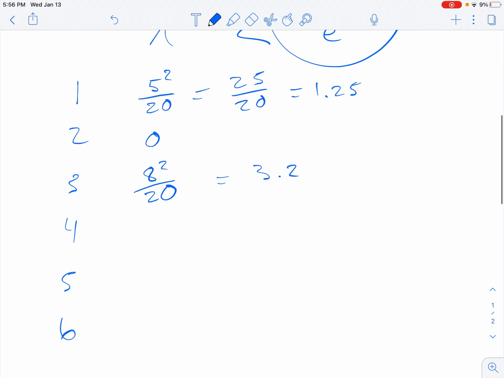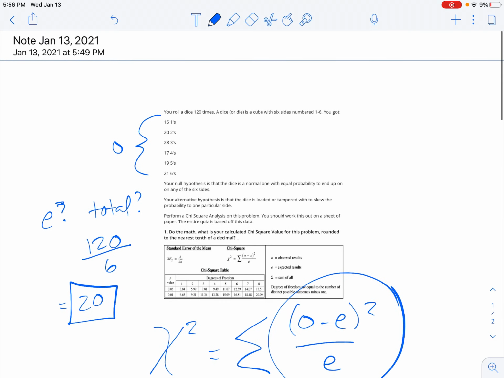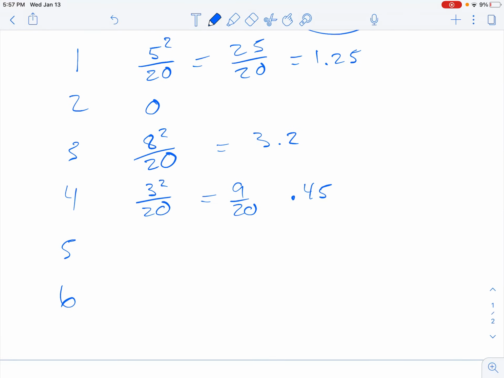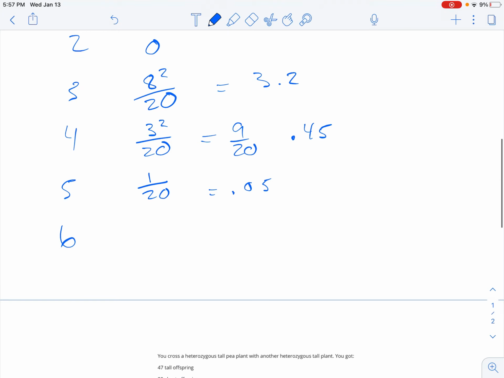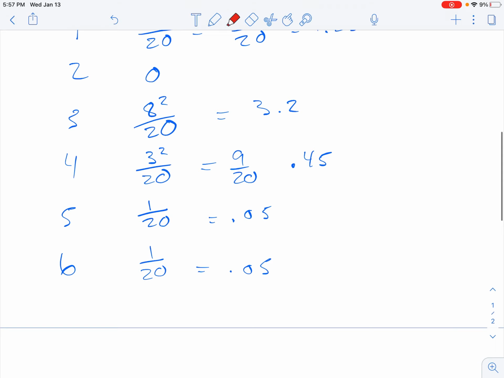For rolling 4, we had 17 of those. Difference between 17 and 20 is 3. So 3 squared over 20 is 0.45. And number 5, for rolling a 5, we had 19 fives. Difference between 19 and 20 is 1. Squared is 1. Over 20 is 1 over 20, 0.05. And for 6s, we had 21 6s. Difference between 21 and 20 is 1. 1 squared is 1. Again, divided by 20 is 0.05.